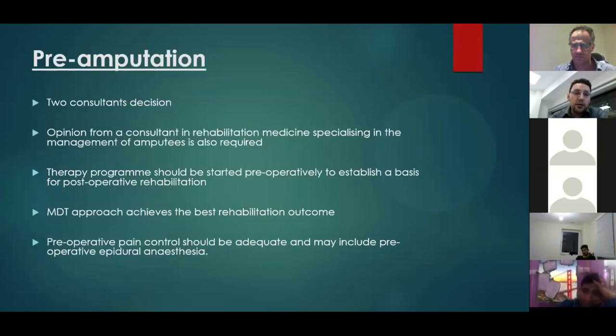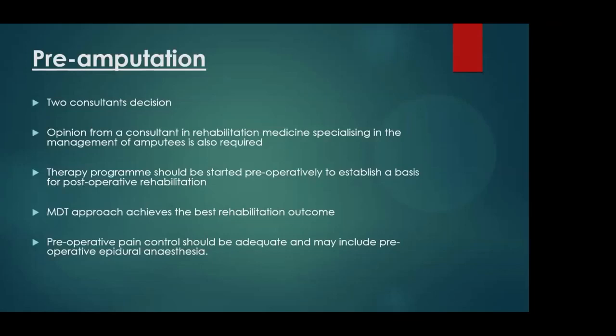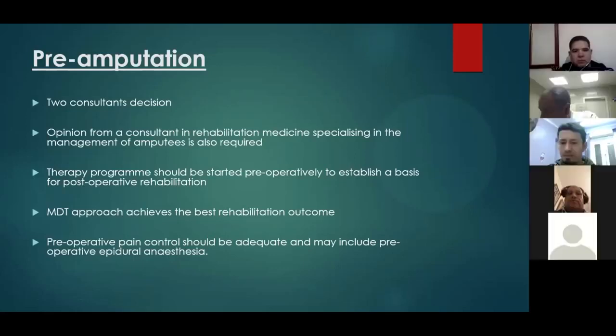Preoperative, in a trauma situation, it has to be a 2 consultants' decision. You can't decide on your own about the amputation. This is in both guidelines, and it's very important to remember when you're creating a discussion if you face such a scenario in the viva. Also it's advisable to get an opinion from a consultant in rehabilitation medicine specialized in the management of amputees. It can help you to decide about the level of amputation. However, this option can be difficult to achieve in an emergency situation.